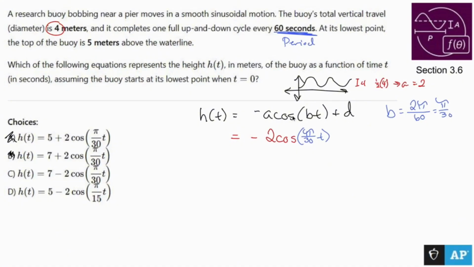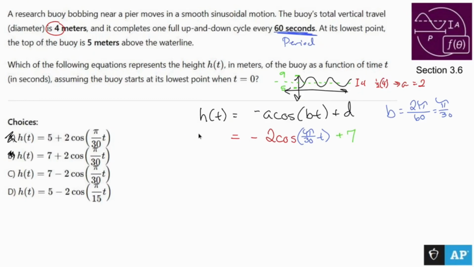d is the midline. Now, at the lowest point, the top of the buoy is 5 meters above the water line. Well, if it's going to be 5 meters at its bottom, it'd be 5 meters above, right? So you would be 5. That means at the very tippy top, it's going to be at 9. My midline is going to be directly in the middle of that, and without doing a ton of math, we know that between 5 and 9 is 7. So we could put plus 7 here, and that wraps up my equation.